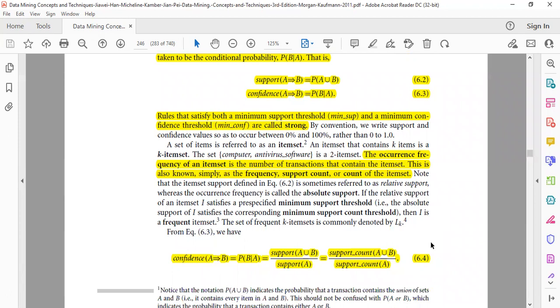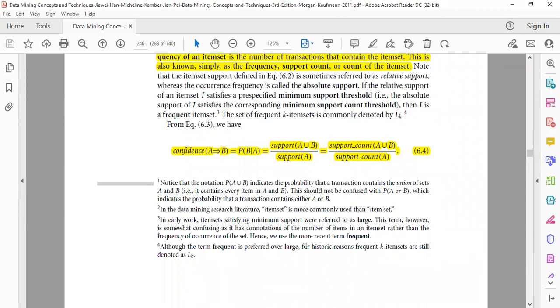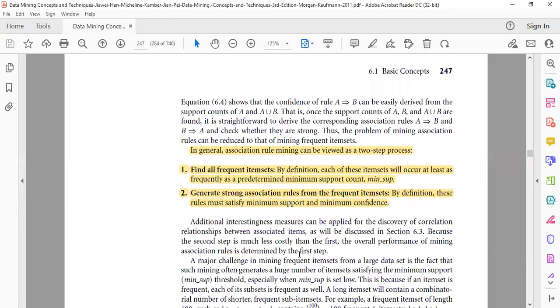The confidence can also be represented in terms of support count. As you know, the probability of B given A can be represented by support of A union B divided by support of A. So this is also one of the equations which is used to calculate the confidence.